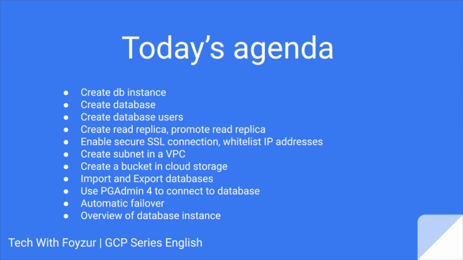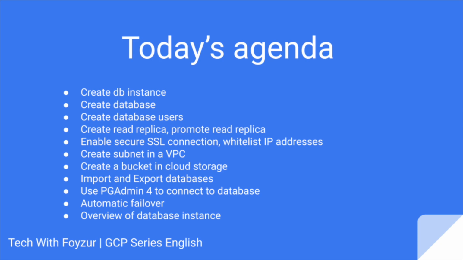Once we have the database instance provisioned, we want to connect to our database instance, let's say from our home computer. Therefore we need to whitelist IP addresses. I also show you how you could do that. Apart from that, I also show you how you can enable a secure SSL connection. I show an example of how you could do it using a database tool like PgAdmin, and I also show you how you could do it using a terminal, for example.